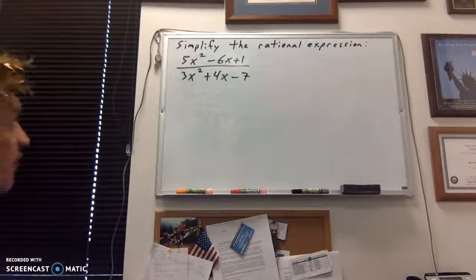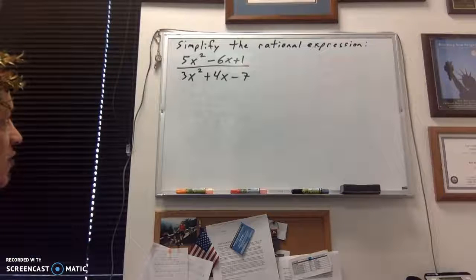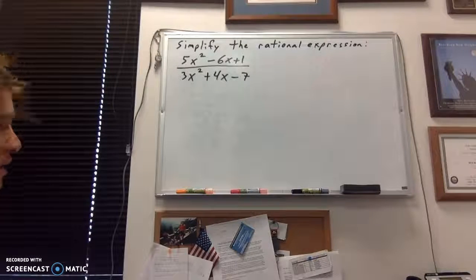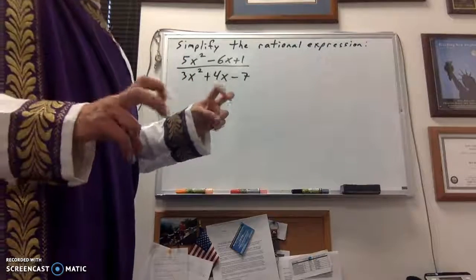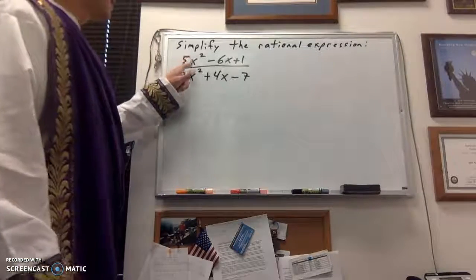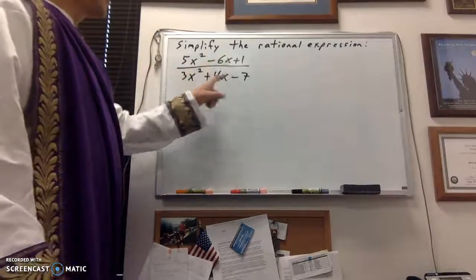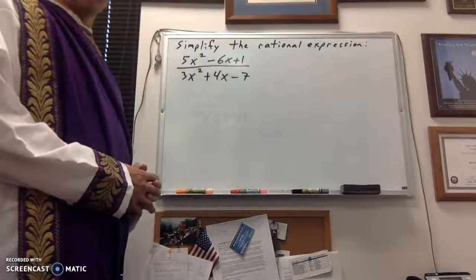So we're going to simplify the rational expression 5x squared minus 6x plus 1 over 3x squared plus 4x minus 7. If you're thinking of trying to divide out or cancel, as some people like to say, these x squares, or maybe these x's, don't, because you're wrong.